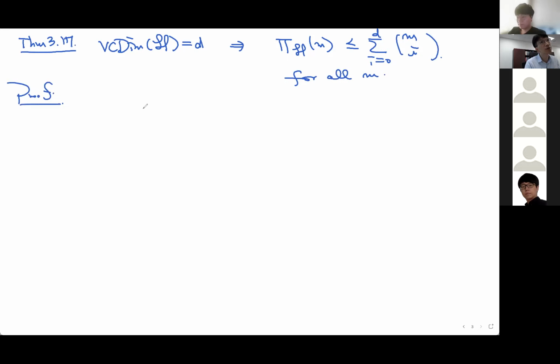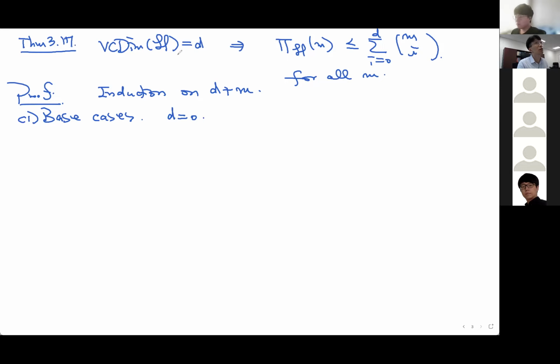The proof uses induction on d plus m. What are the base cases? We consider two base cases. The first base case is d equal to 0. And the other base case is when m is equal to 1. We're going to consider them separately.